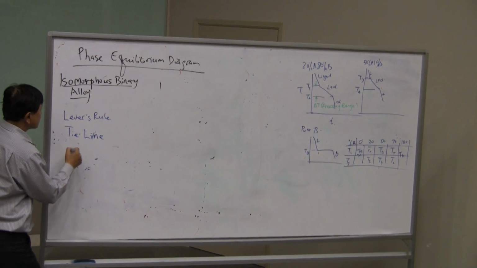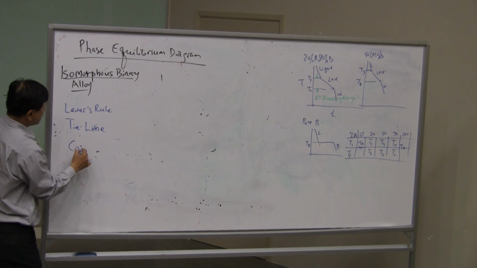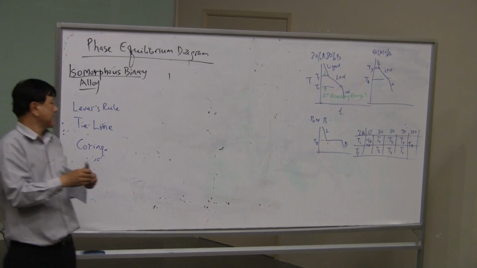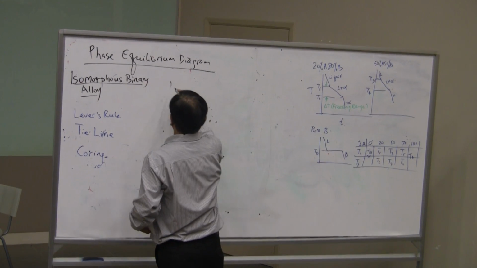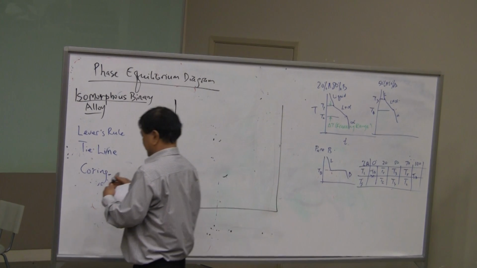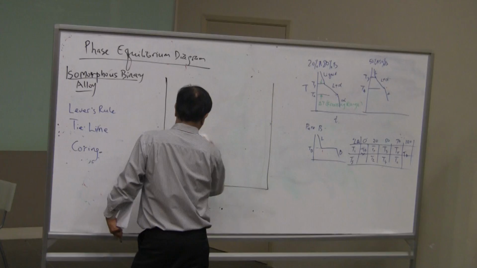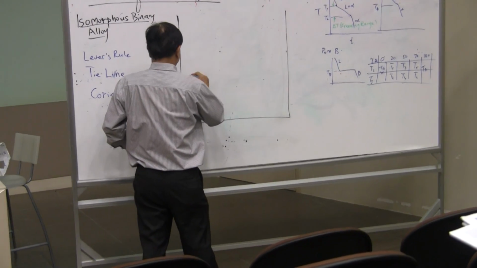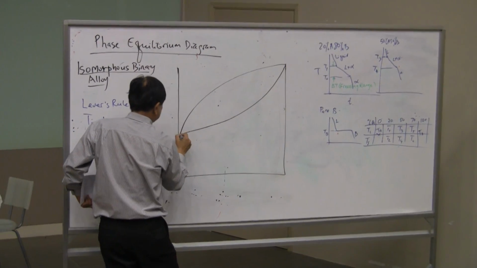The other thing we also need from the phase diagram is to explain coring. Remember coring? What is coring? Okay. So let's draw the diagram, the same one again.